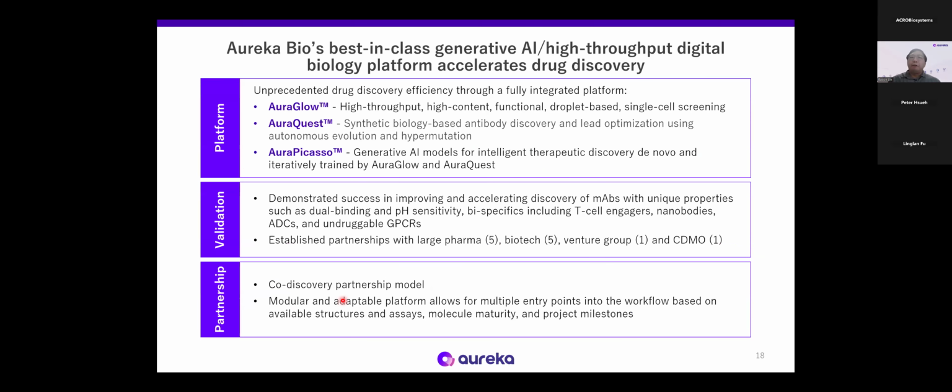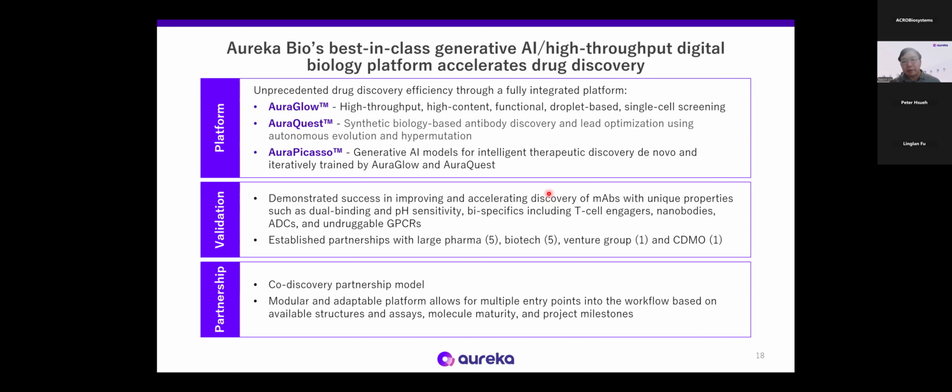To recap, Aureka Bio is providing all these different platforms that we have developed. The Aureka system is a high-throughput, high-content, functional droplet-based single-cell screening platform. Quest is an affinity maturation in a tube and can generate very rich data. Picasso is the AI model that has lots of de-risking factors built in, and it's based on generative AI models. In the end, we have demonstrated that all three platforms are able to succeed in improving and accelerating discovery of antibody drugs, with different modalities, different requirements, and different mechanisms of action.